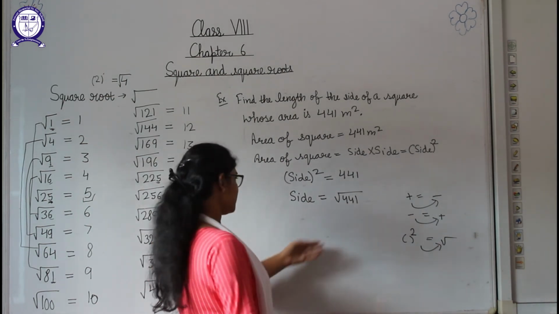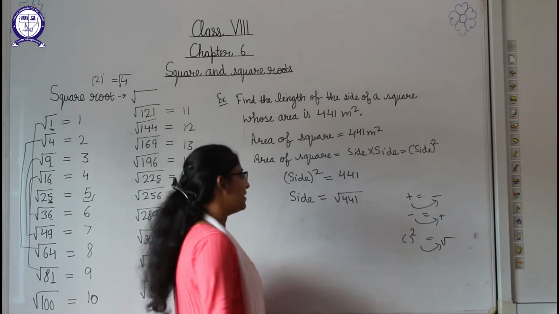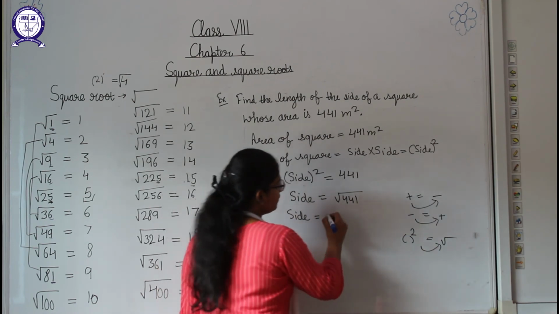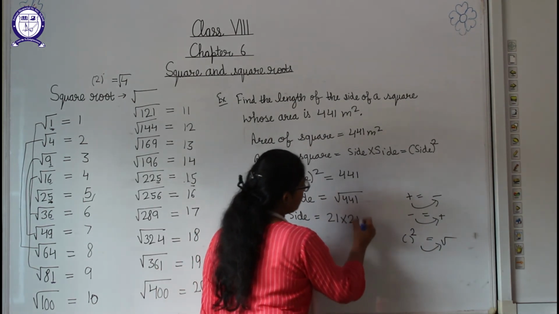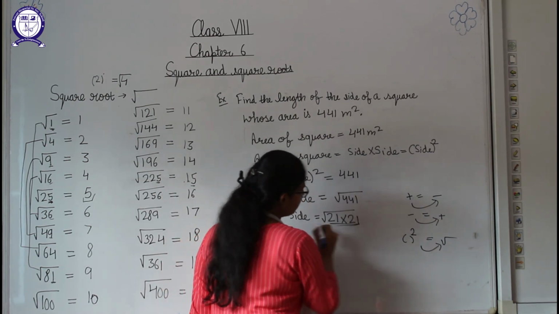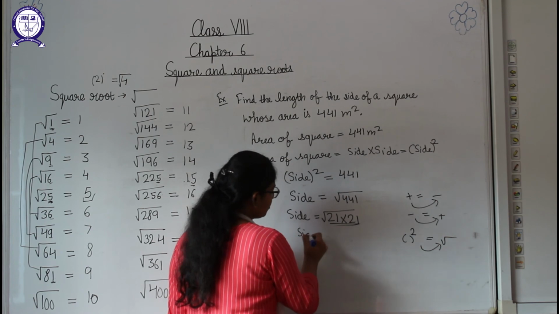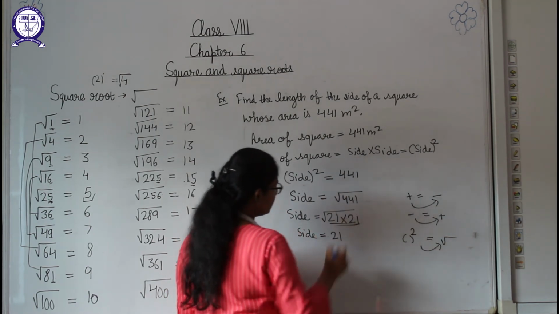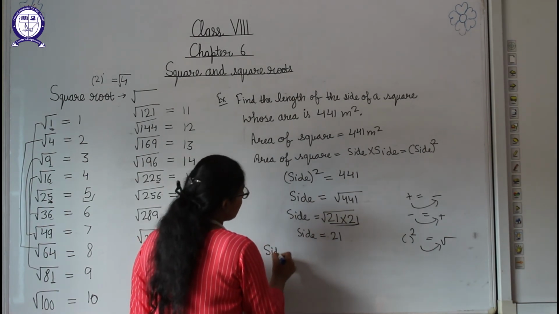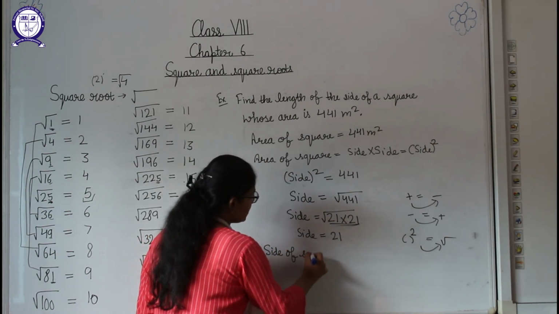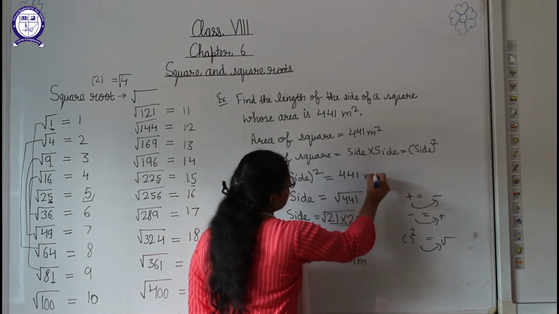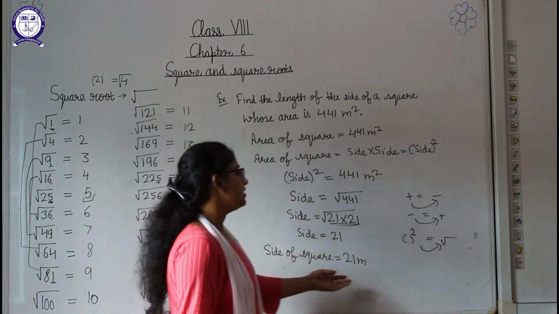You can do this by any method. Okay, so students, when you do this, you will get 21 into 21 as your answer. And as we know that we have to take out the pair from this, side is equal to 21 here. So we will write that the length of the side of the square is equal to 21 meter. As the area was in meter square, the side will be in meters.